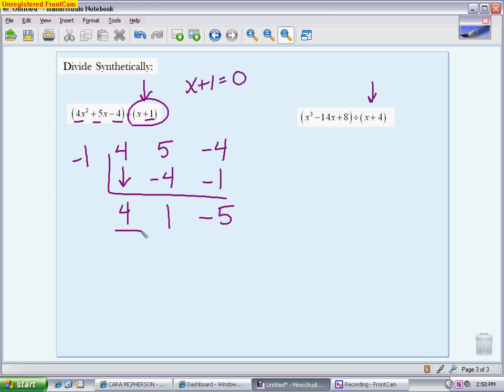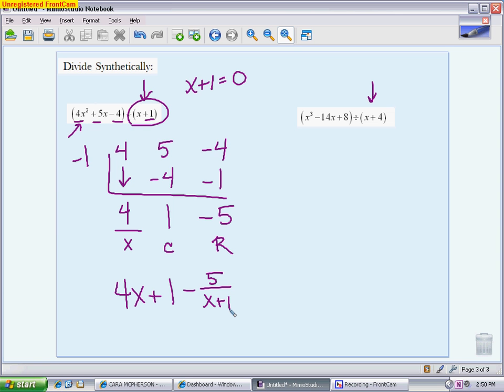This represents 1 degree lower than what you started with. So you started with an x squared. So this represents the x's. This represents the constants. This represents your remainder. So my answer is 4x plus 1. And then your remainder is minus 5 over x plus 1, the original piece that you were dividing by.